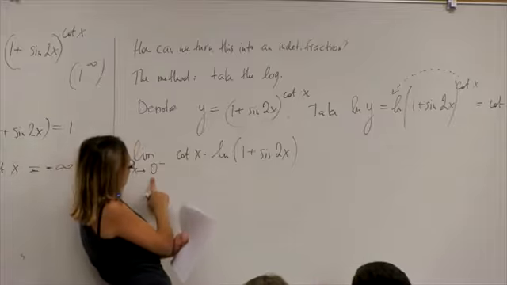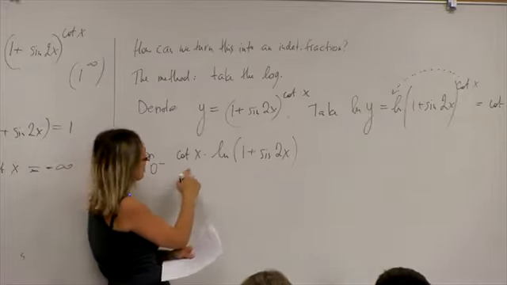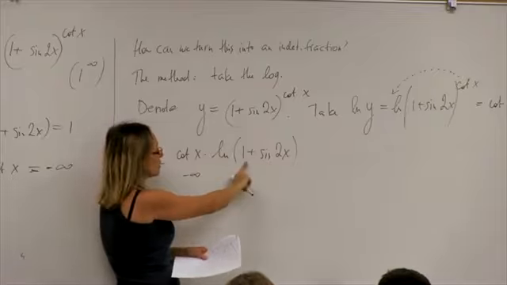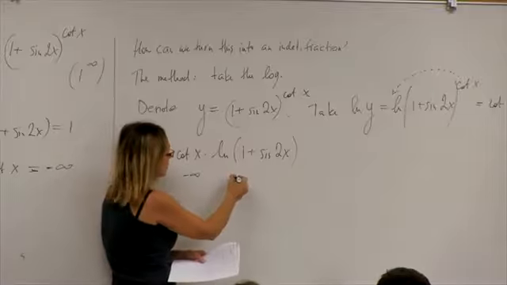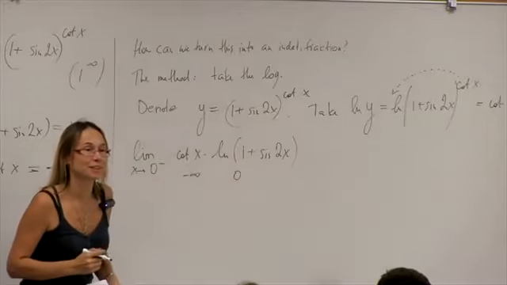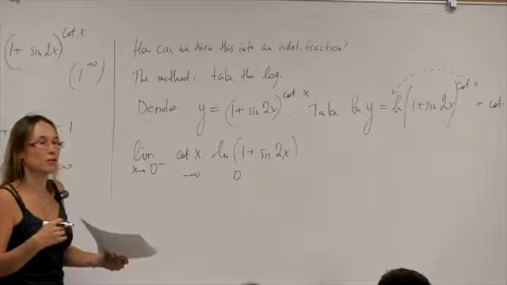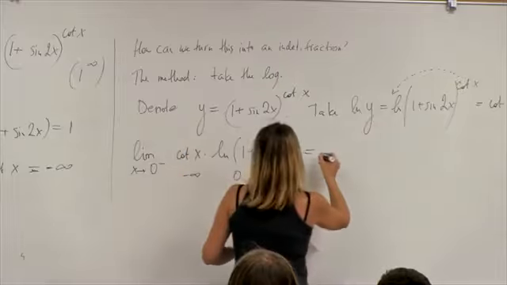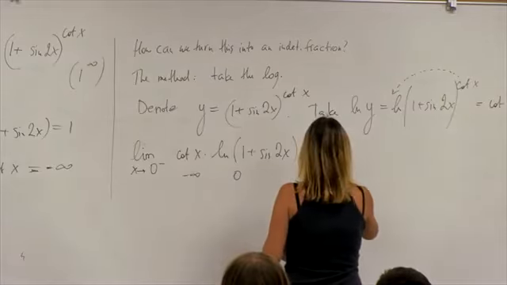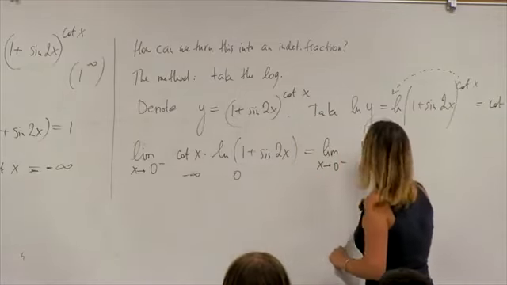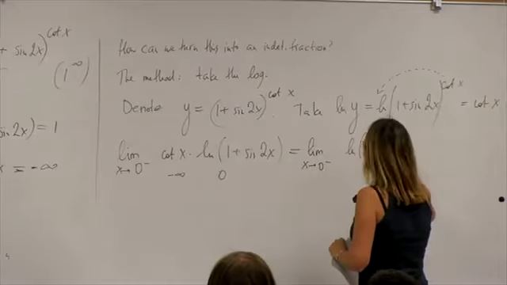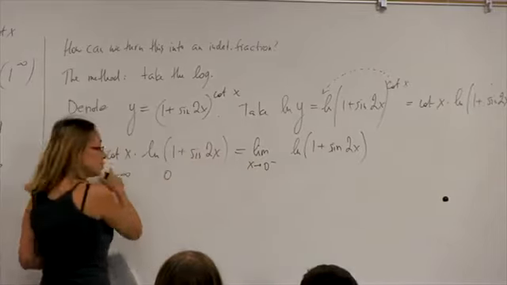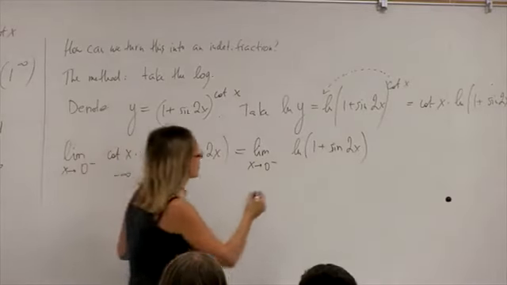So as x goes to 0, the cotangent goes to minus infinity. And sine disappears, so we have a log of 1. What's log of 1? 0. So we actually have an indeterminate product. And from here, we're only one step away from an indeterminate fraction. In this case, it's really easy. So we take the limit. The log of this whole thing stays where it is. And instead of cotangent, I say 1 over tangent. Right? It's the same thing.